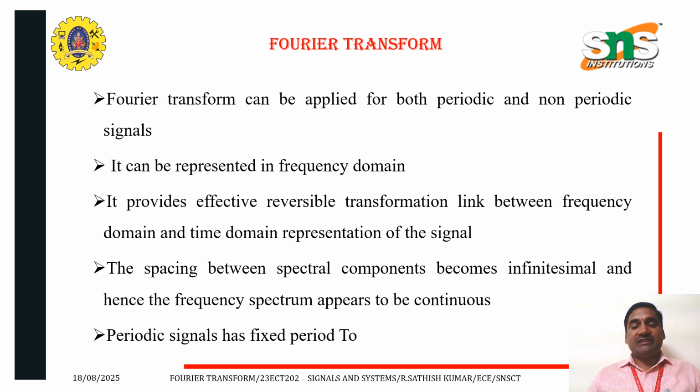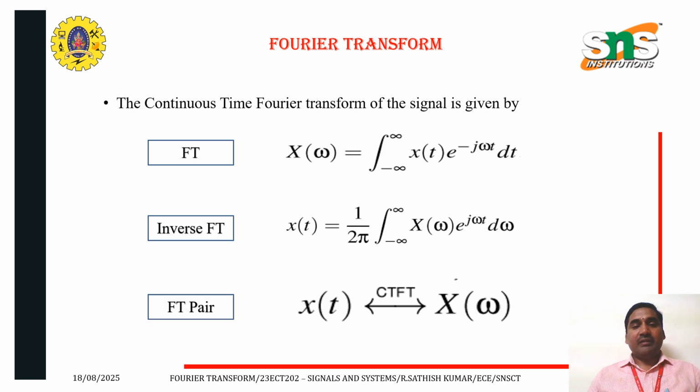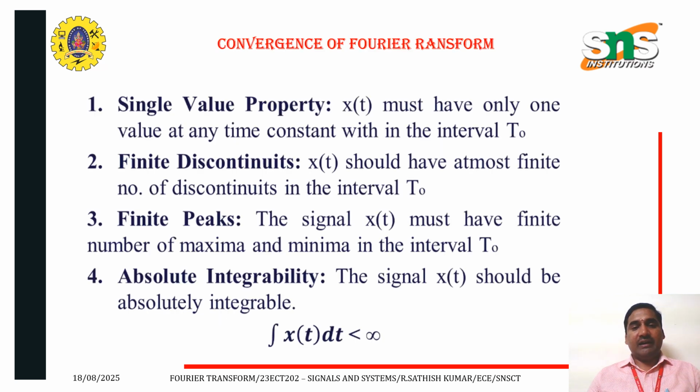Periodic signal has a fixed time period T0. The continuous time Fourier transform is represented by X of omega is equal to integral over minus infinity to plus infinity x of t into e power minus j omega t into dt. Inverse Fourier transform: x of t is equal to 1 by 2 pi integral over minus infinity to plus infinity X of omega into e power j omega t into d omega. x of t and X of omega form the continuous time Fourier transform pair.